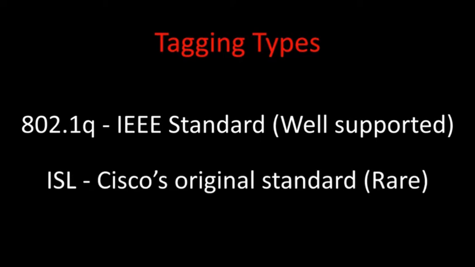The second possibility is called ISL, or Inter-Switch Link. This is Cisco's original trunking standard and is much older than 802.1q. This one's getting pretty rare these days. In fact, I've never actually seen it in production myself. But you do still see it mentioned in some documentation, and you can still configure it on some switches, so you need to be aware that it's out there. But in most cases, forget ISL and focus on 802.1q.